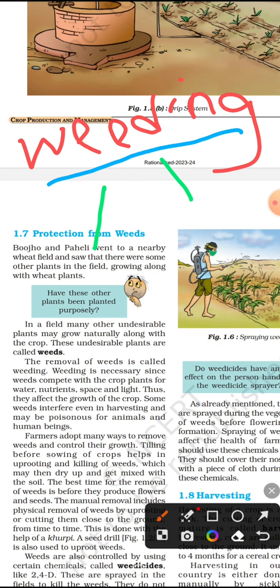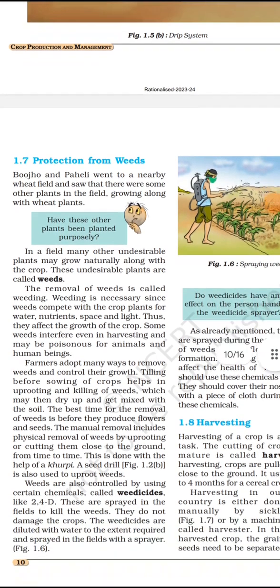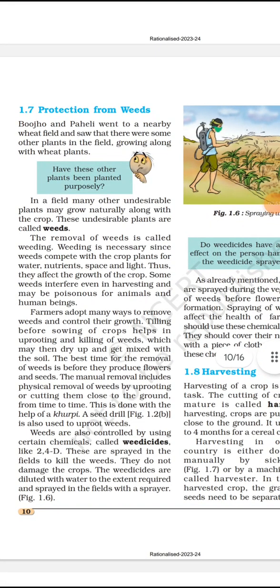Traditional removal includes physical removal, which means we remove the plant, with the help of an agricultural implement called a khurpi. In the modern method we use some chemicals. This is how we remove the weeds. So let's go to the paragraph.